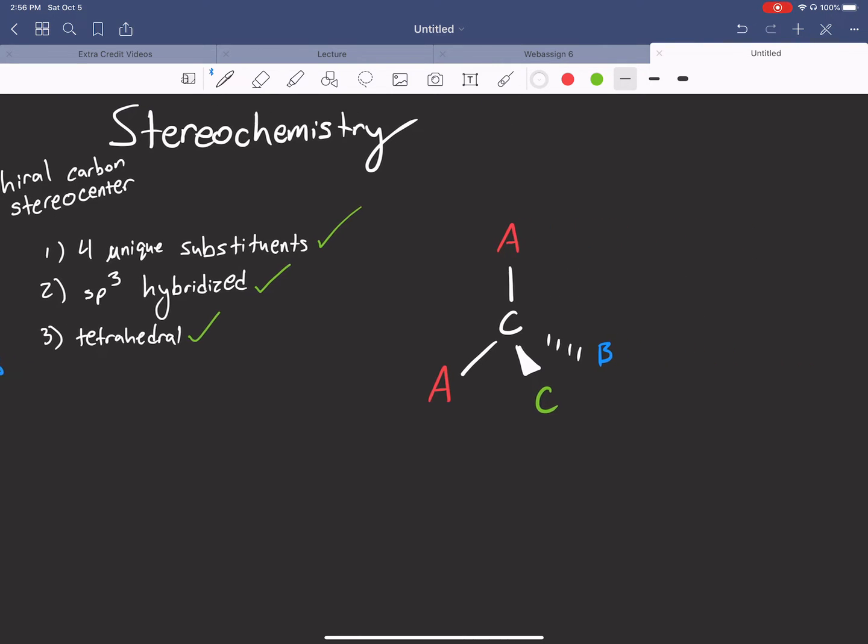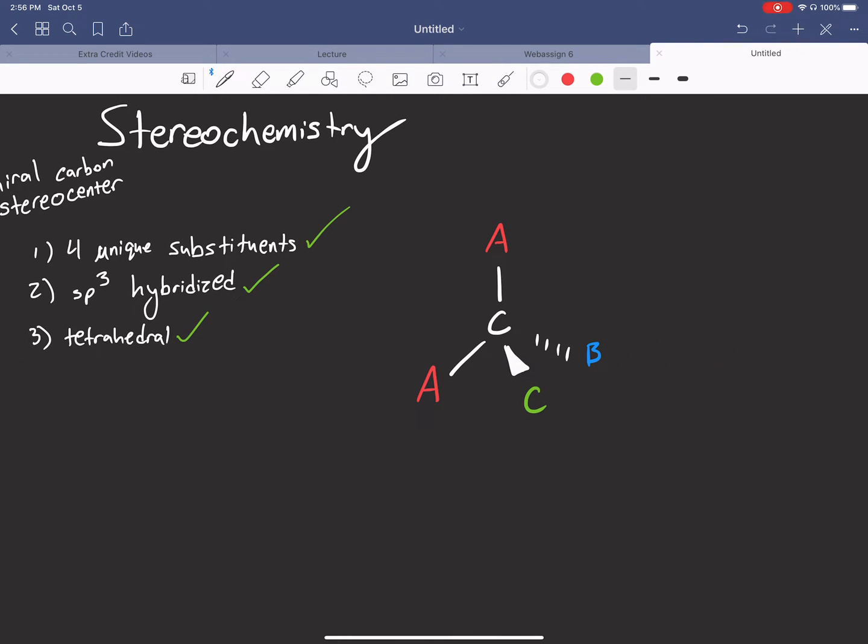And so now let's look at what we have on the right. We have a carbon. Does it have four unique substituents? Well, it has two A's, a B, and a C. So it already fails the first requirement, right? Because we have two of the A's, we can't have that. Is it sp3 hybridized? Yes. Is it tetrahedral? Yup. But is it chiral? Well, no, because it failed one of the requirements, okay? And so we can say that this carbon is not chiral, not a stereocenter.